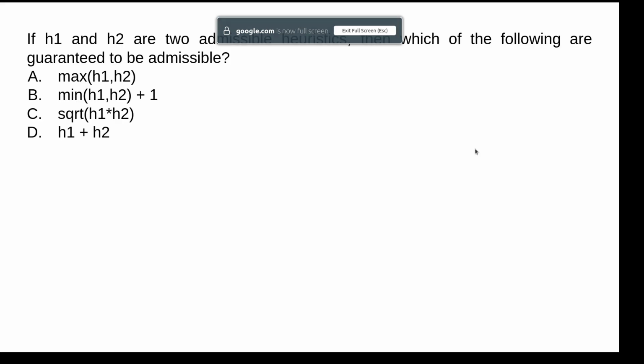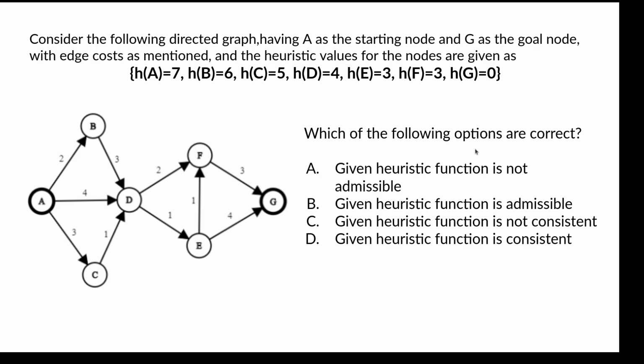Now coming to the next question, this one is: consider the following directed graph. Directed graph means direction is also given. A is the starting node, G is the goal node, with the edge costs as mentioned here, and the heuristic value for each node is given here. H of A is 7, meaning from A going to G you are going to get 7 cost. For B it is 5, for B it is 6, and C 5 and all. So it is asking whether it is admissible and consistent or not. Just think for a moment and say.